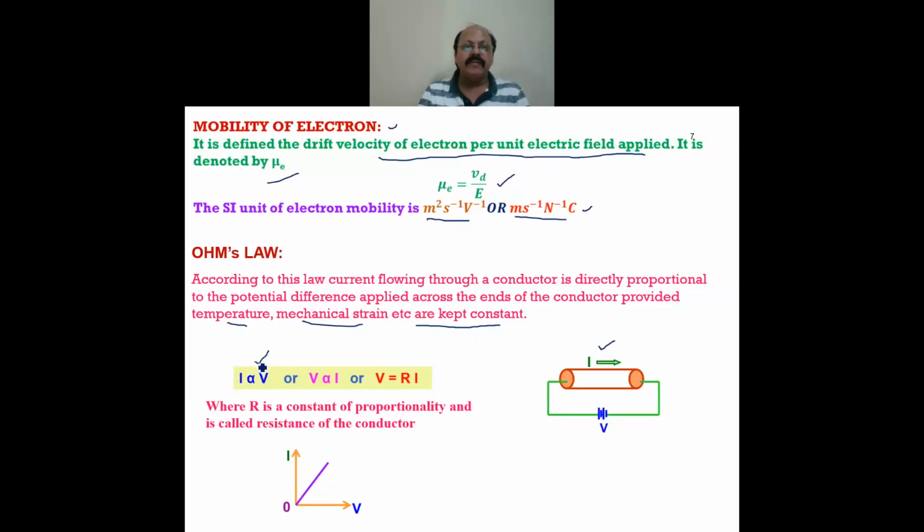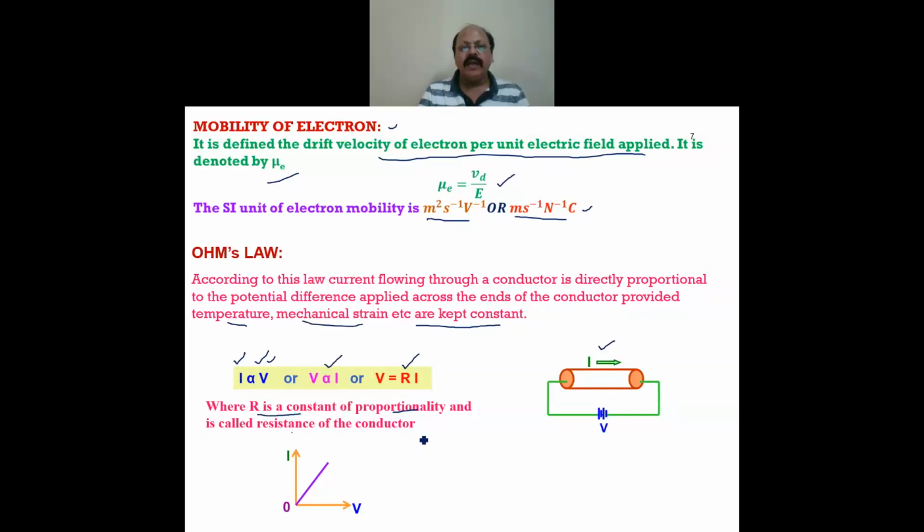According to physics, directly proportional means effect comes earlier and cause comes later on. So cause is potential difference, effect is current. So I is directly proportional to V. Mathematically you can say that V is directly proportional to I. For removing this proportionality sign, we require a constant which is represented by capital R, then V is equal to RI or V equal to IR, where R is the constant of proportionality and known as the resistance of the conductor.